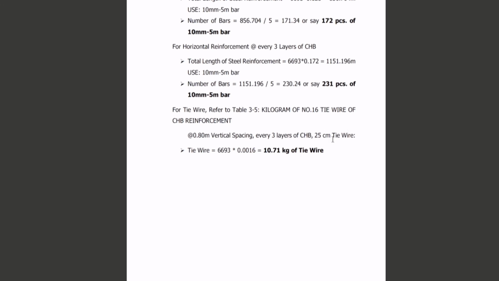Yan. Sa tie wires naman natin, syempre, ito yung mga vertical spacing every 3 layers. So, yan. 6,093, 10.71 kilograms of tie wires.